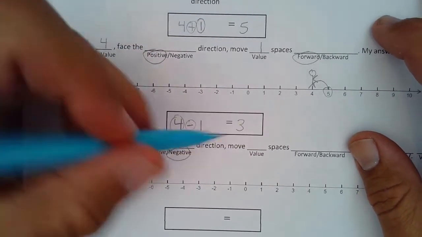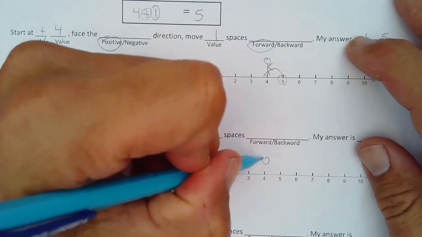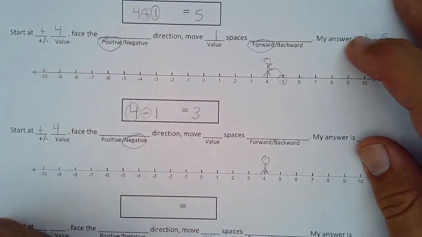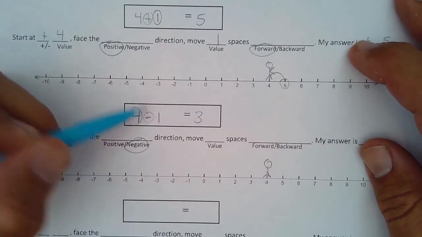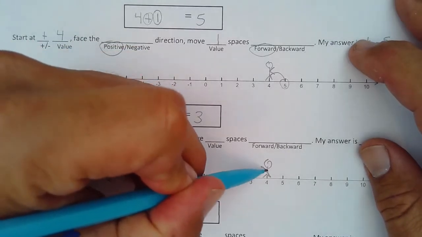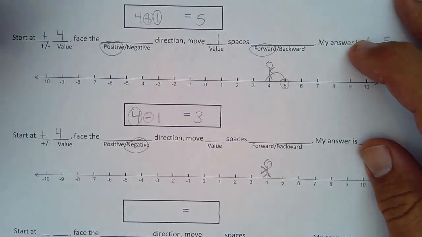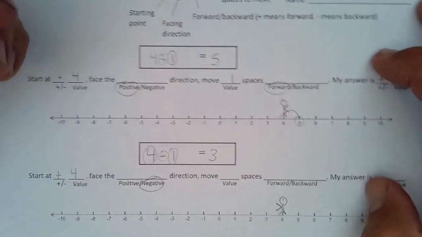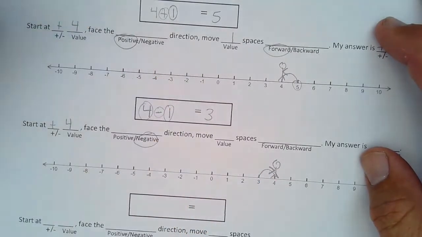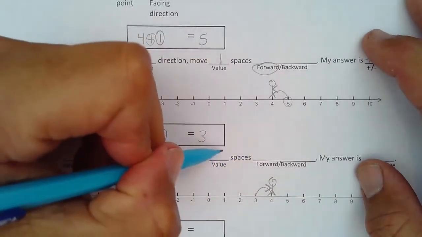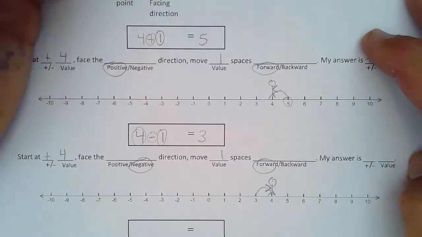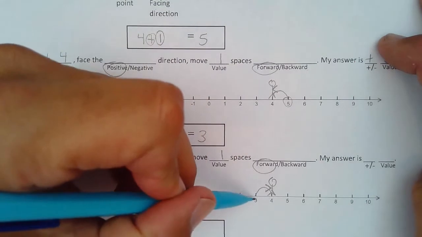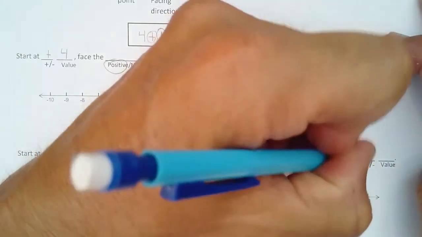So I have positive 4. I got the legs, and I'm facing the negatives, so I have to face this direction right there. And now this tells me if it's negative, I move backwards. If it's positive, I move forward. And that is a positive 1. So I'm going to move one space forward. My answer is, I land on it, positive 3.